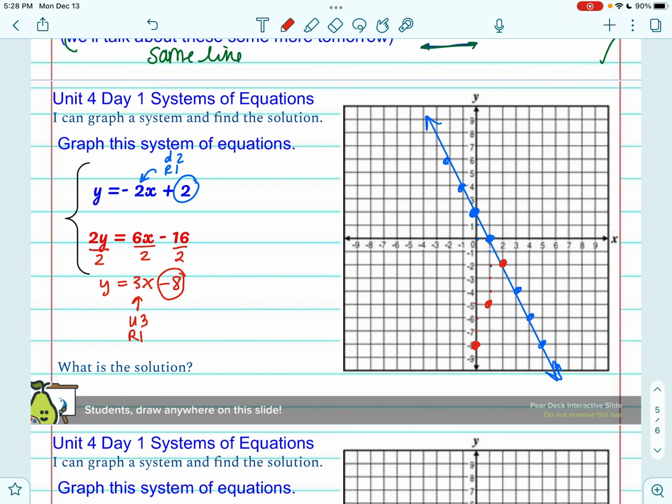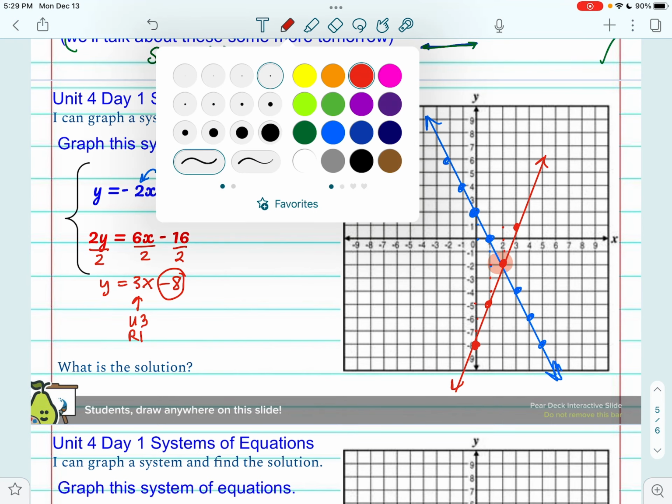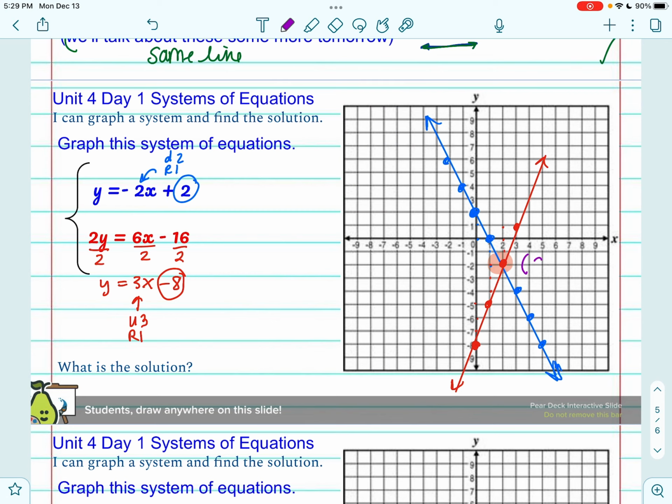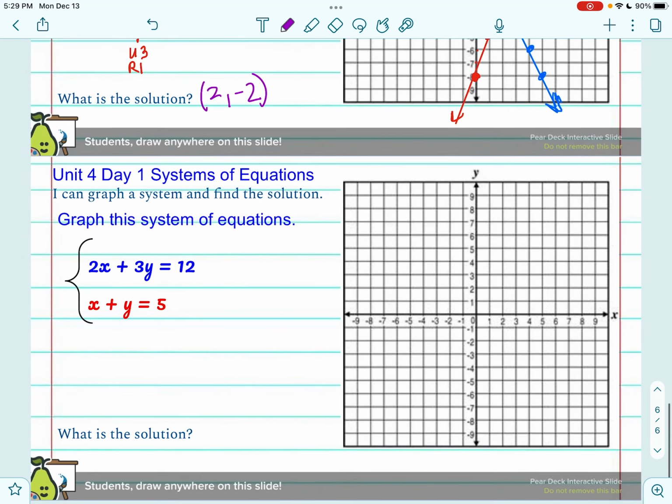Oh, I can see where I drew my red and my blue together at the same point, so that's good. Okay, I'm going to try to draw my line as straight as possible. And I can see right here the solution. So the solution is where they cross at over 2, down 2. So that is my final answer. Over 2, down 2. It is a point. It has parentheses and a comma. Okay. You should start the next one and see how you do.